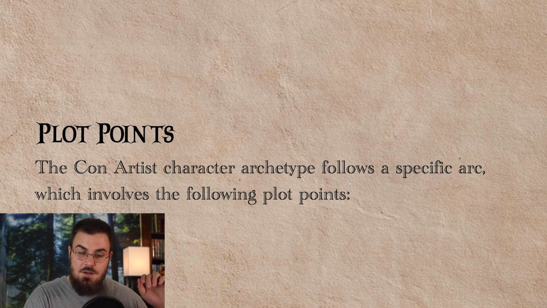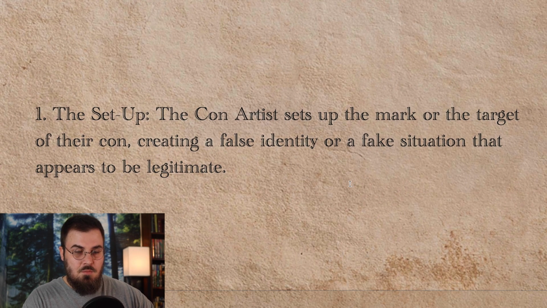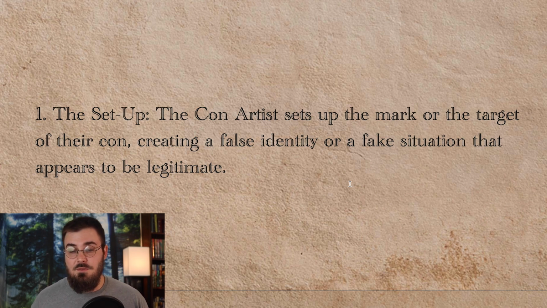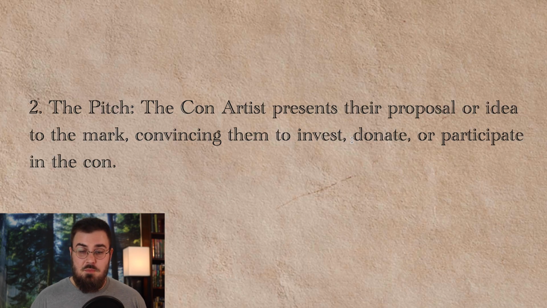The con artist character archetype follows a specific arc which involves the following plot points. Number 1, the setup. The con artist sets up the mark or the target of their con, creating a false identity or a fake situation that appears to be legitimate. Number 2, the pitch. The con artist presents their proposal or idea to the mark, convincing them to invest, donate, or participate in the con.